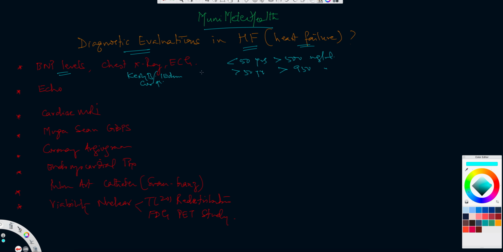Okay. ECG may show sinus tachycardia, but may also show atrial fibrillation, and may show SVTs, and of course a lot of VPCs, but there might be just tachycardia itself alone.